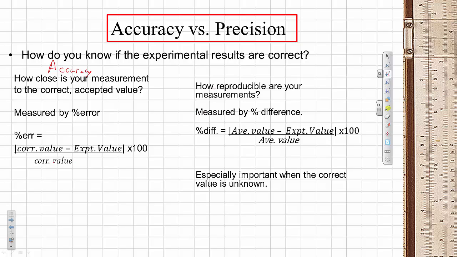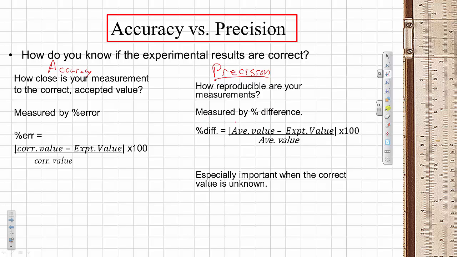Notice in percent error, you have to know the correct value, right? In order to tell if you're accurate or not, you have to know what the correct value is. Sometimes in science, we're doing original research, we don't know what the correct value is. So how do we know if we're doing it right? Well, this is where precision comes into play. So precision is a measure of how reproducible our data is, and it's measured by calculating the percent difference.